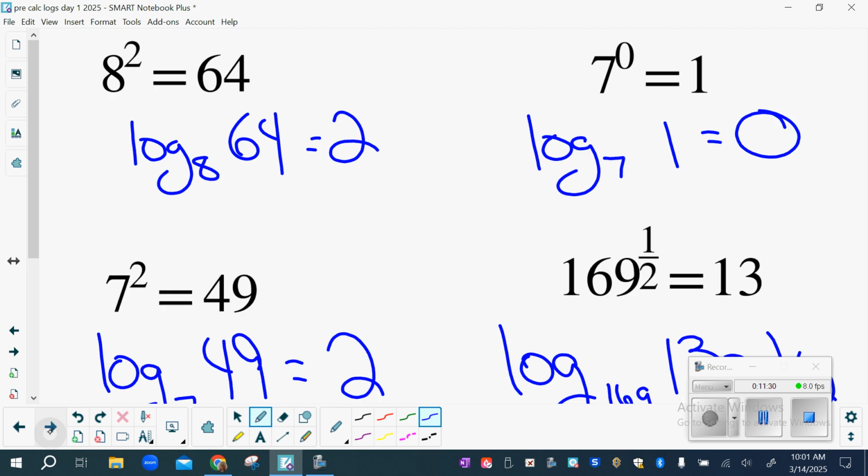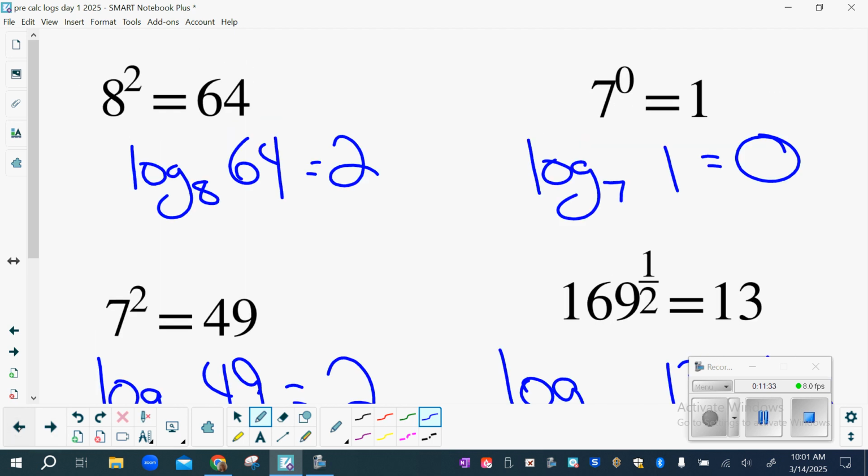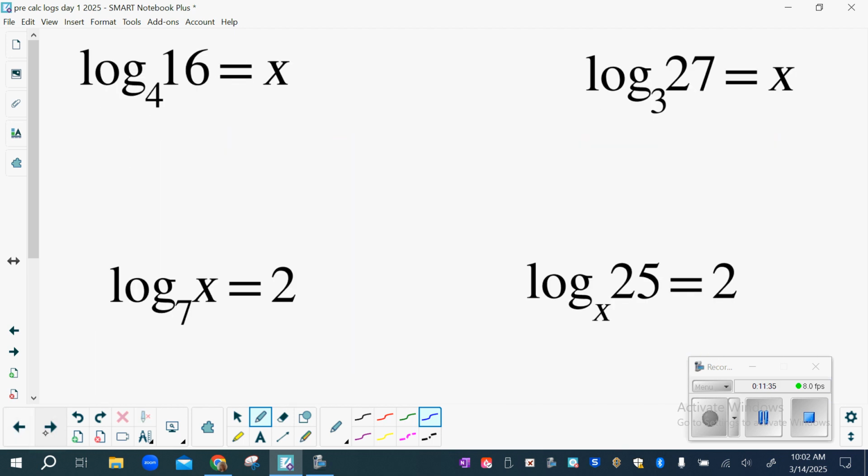Here we go. Can you, with your neighbors, solve these 4 problems? All we're doing is rewriting them. Now, I'll be honest, you have 2 ways of doing this. Some of you, like my friend John, know how to do this in your head. He is literally going to say to himself, 4 to the what gives me 16. He doesn't have to do anything because he is just doing the log in his head.